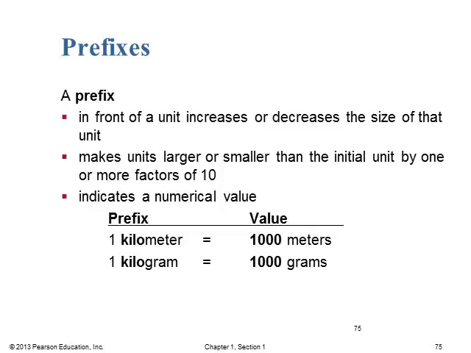In the table on the bottom, we have 1 kilometer. Kilo means 1,000. So if we have 1 kilometer, that means we have 1,000 meters. If we have 1 kilogram, kilo still means 1,000, so 1 kilogram means 1,000 grams. A kilometer and a kilogram are a lot larger than a meter and a gram. You need a lot of meters and a lot of grams to be equivalent to a kilometer or a kilogram.